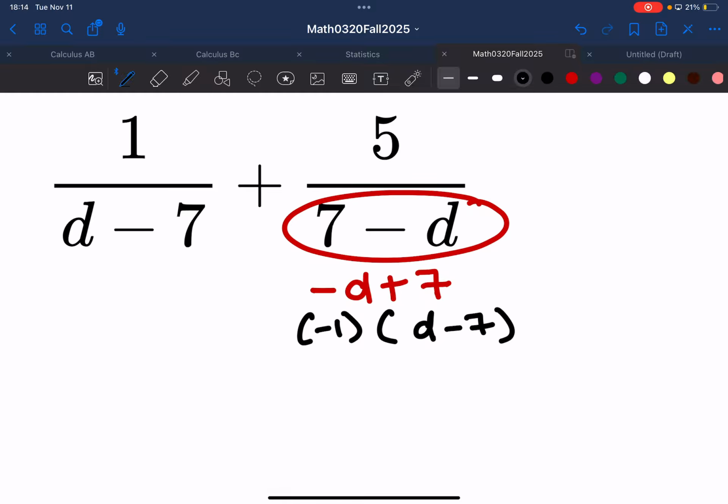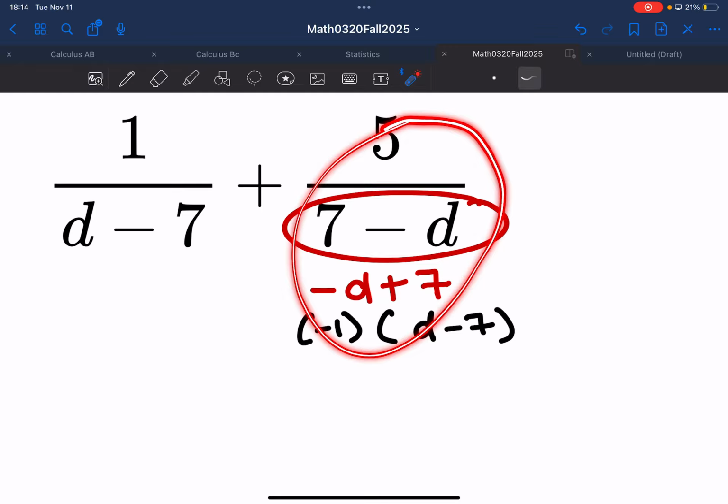If you multiplied this one by -1, what you're doing is you're changing the problem. And when we take out a GCF of -1, we're just factoring. We're just simplifying it further. We're not changing the problem at all. So our goal is to get both denominators to be d minus 7.